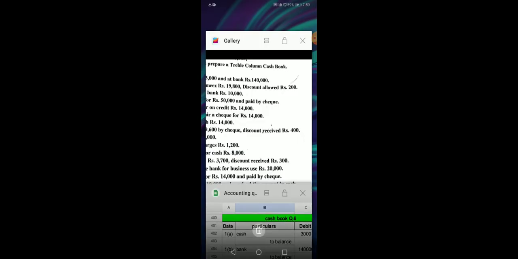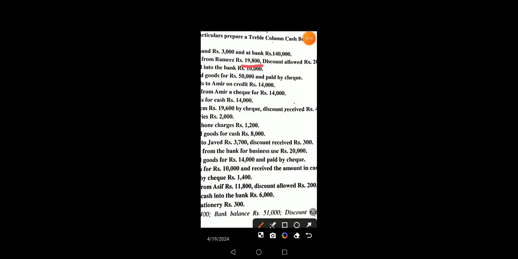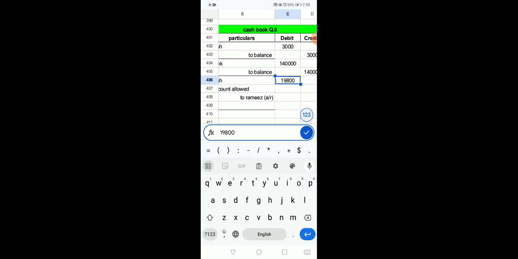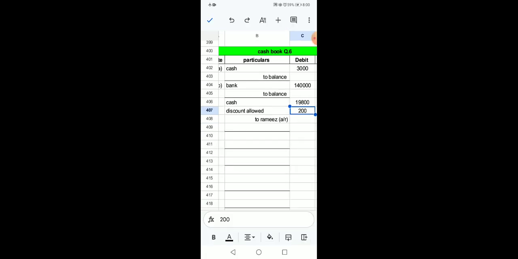Now you will put the amount, how much cash has been received, that is 19,800. You will put this 19,800 over here, and then 200 was the discount. It is mentioned in the question. You will write 200 in front of discount, and then finally the amount in front of Ramiz, the account receivable, is not mentioned in the book. We know that debit and credit side would always be equal. We have 19,800 and 200 on the debit side. So what will be on the credit side? We will add both and get 20,000. 19,800 was cash and you will add 200 into 19,800, and thus you will calculate 20,000.